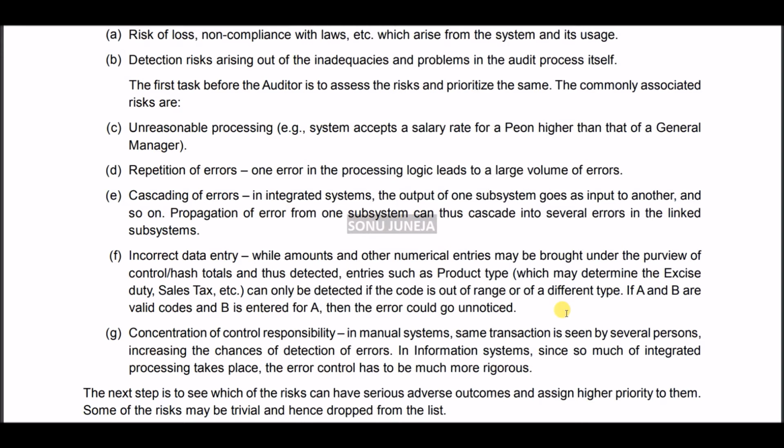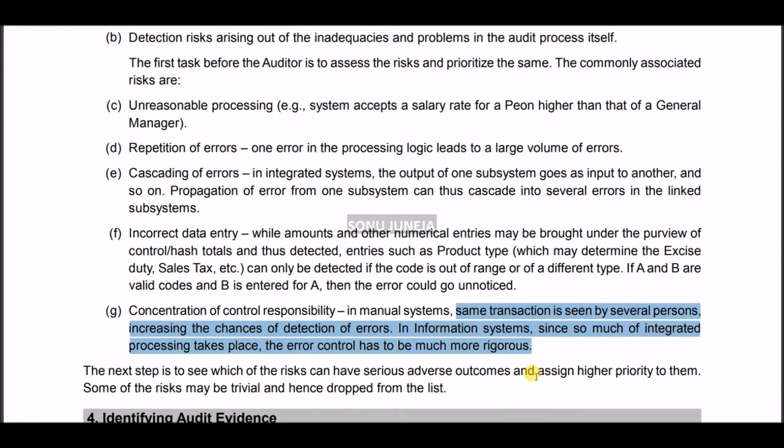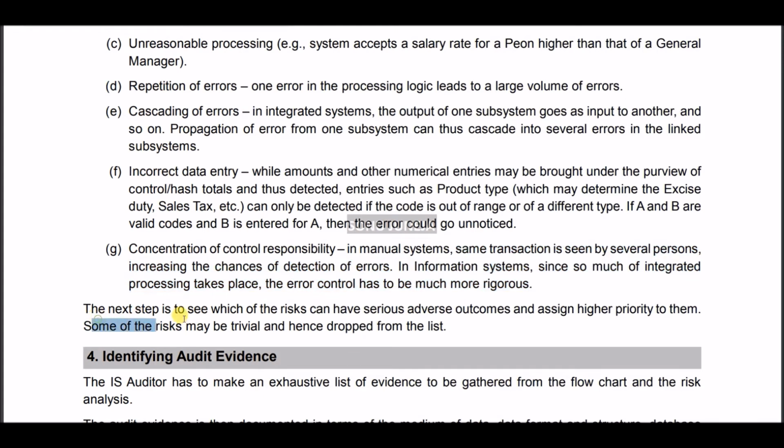Now the concentration of control responsibility. In the manual system, the same transaction is seen by several persons, increasing the chances of detection of error. In information systems, since so much data is integrated and processed in one place, error and control has to be more rigorous. The next step is to see which risk can have a serious adverse outcome, and give higher priority to them.